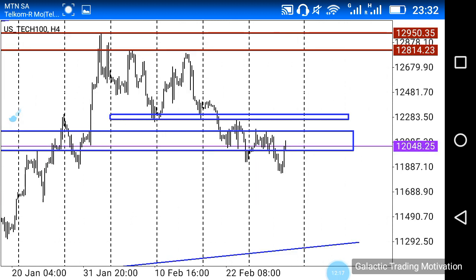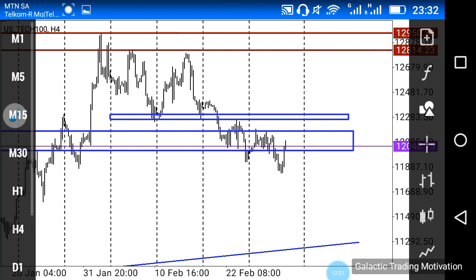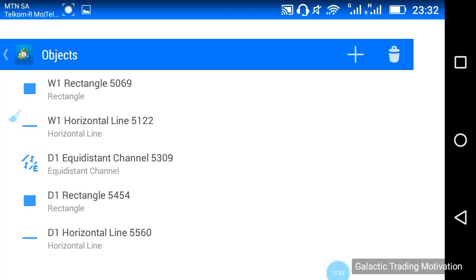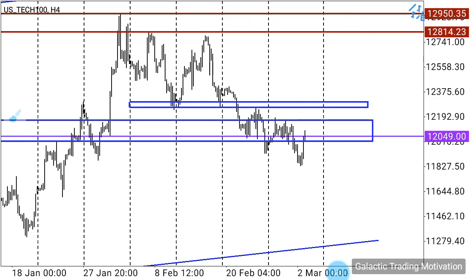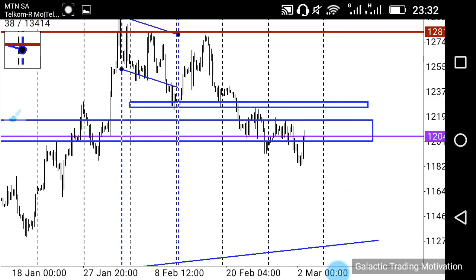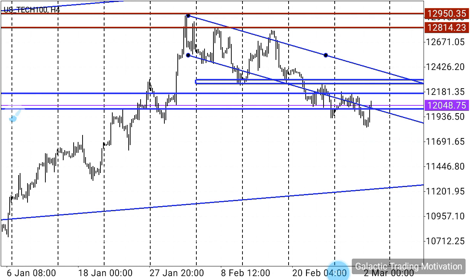So let's see, guys. In regards to the H4 chart of Nasdaq 100, I'm just going to start off by adding my H4 channel. Let's see, how would I add my H4 channel in this regard? I would do it in this manner, more or less.